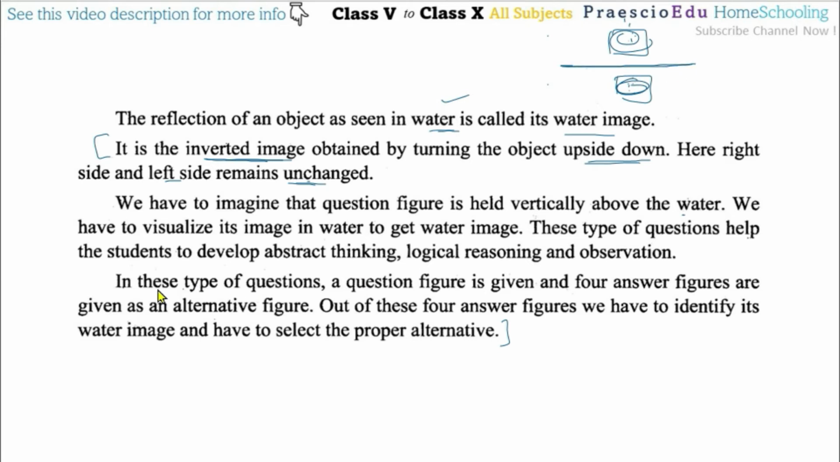Now in this type of question, a figure is given and four answer figures are given as alternative options. Out of these four answer figures, we have to identify its water image and select the proper alternative. Through the examples we are going to clear our logic and improve our thinking. There is no proper formula, but the logic is there, and that logic should be gained after solving the problems.